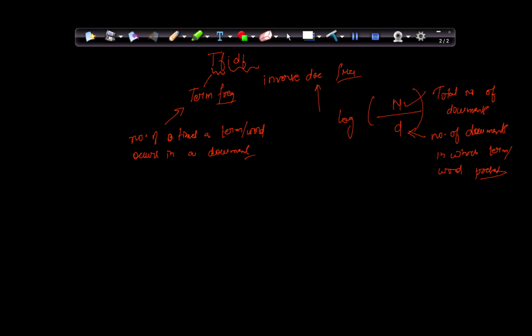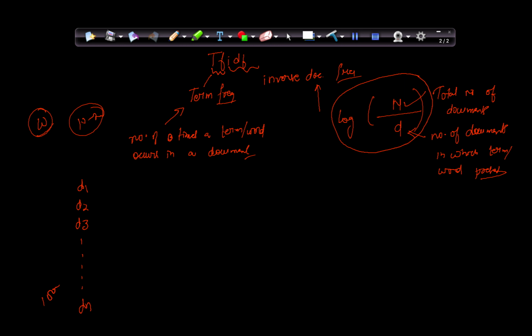So why are we taking this particular term? Let me explain it. Suppose we have documents D1, D2, D3 up to Dn, and suppose there is a word W. This word occurs only in 10 or 20 of the documents, and suppose there are 1000 documents. Then this particular word may be very informative, because rare words are informative.